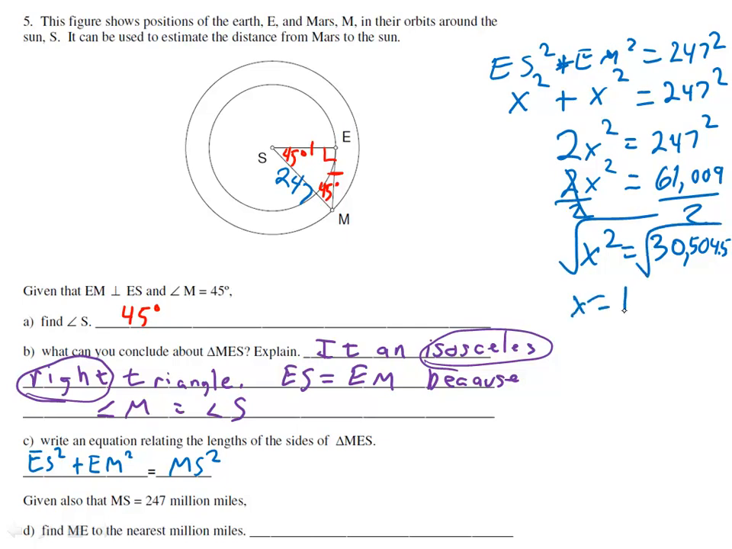X equals 174.655. Following the rounding instructions, it's about 175 million miles. Remember that sequence, that's the way it goes. Hard to write on the bottom here. So it's 175 million miles.